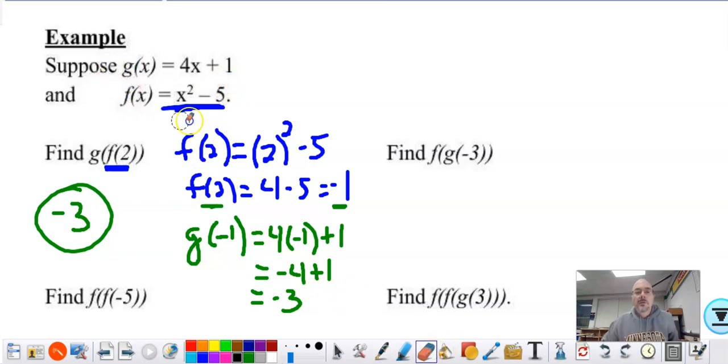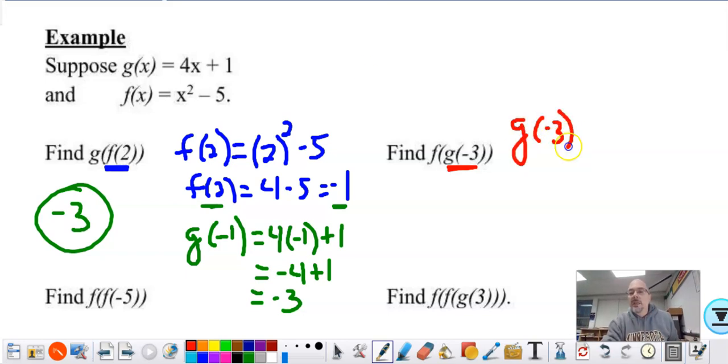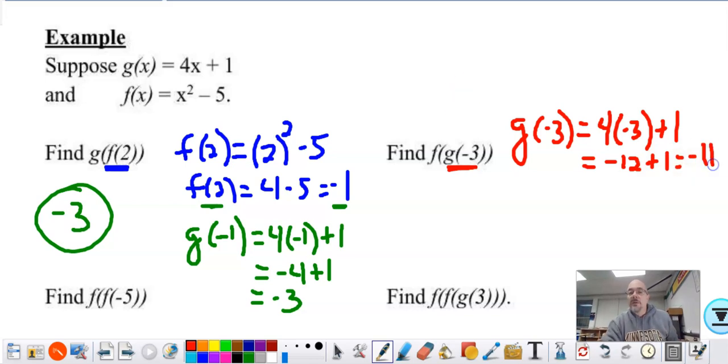So let me, again, I'm going to switch colors here. So let's go with red this time. All right, so here we go, ladies and gentlemen. So now this one says g of -3. So I'm going to go ahead and I'm going to plug the -3 into the function for g. So that would be 4 times -3 plus 1. Well, that would be -12 plus 1, and I believe that is -11 if I'm doing my math correct.